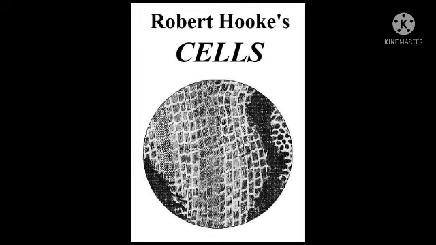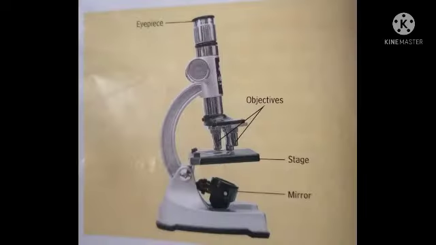So we need a special instrument to see these organisms, and also to observe the cells which are present inside the higher organisms. This instrument is called a microscope. This was made by Robert Hooke. One day, while he was observing a thin slice of dry cork from a tree, he found what it was made up of.